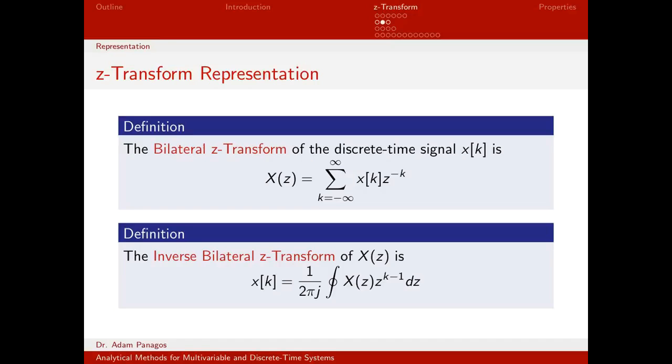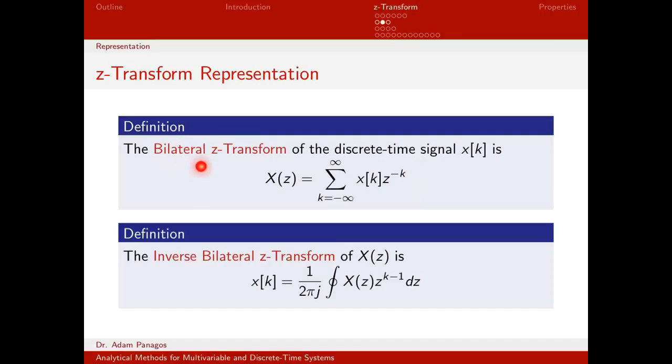So here's the definition. The Z-transform representation is how we can take a time domain discrete time signal into the Z domain. The bilateral Z-transform of the discrete time signal x of k is defined right here. This looks just like our definition or quantity that we saw earlier called h of z, which was the sum from k equals minus infinity to infinity of h of k, z to the minus k. So that work that we previously did was basically what told us how to define the Z-transform.